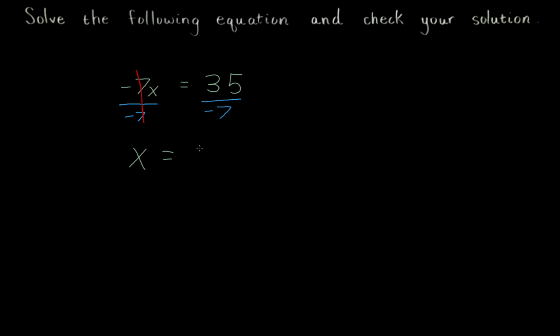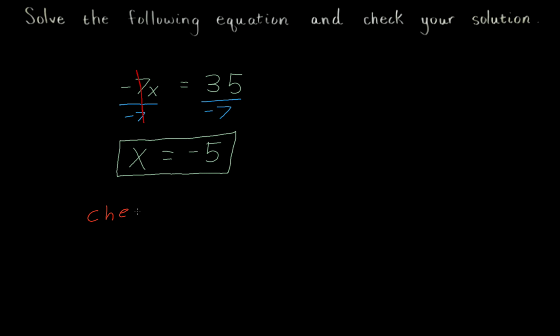And 35 divided by negative 7 simplifies to negative 5. A positive divided by a negative is a negative. So make sure you're also familiar with your multiplication rules, actually, and division rules for solving equations. So we have x equals negative 5, which is the solution to our equation.